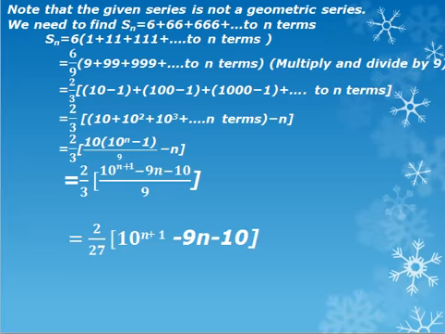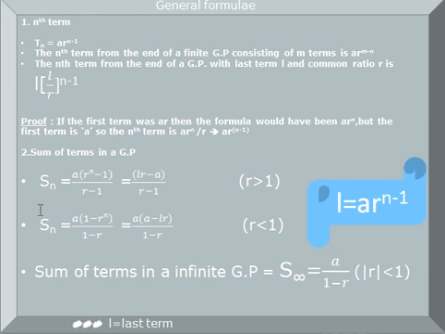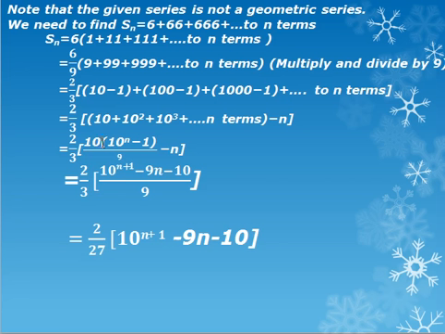So we already know the formula. This is the formula, r is greater than 1: a into r to the power of n minus 1 by r minus 1. So that's what I substituted over here: a is 10, into r to the power of n, r is 10, minus 1, by 10 minus 1, which is n. And don't forget that minus n that we got from these minus 1s over here. So this is what we're going to get after simplifying that.